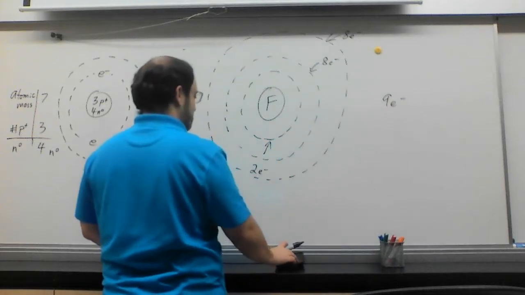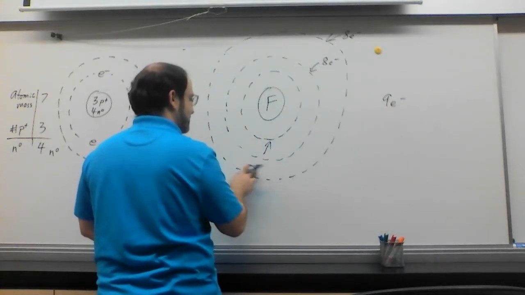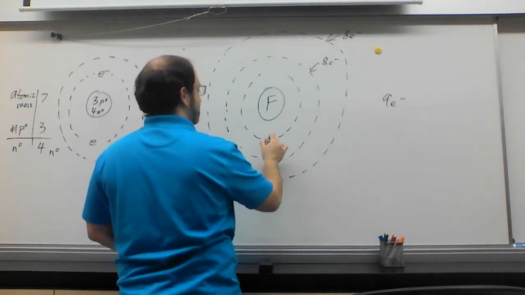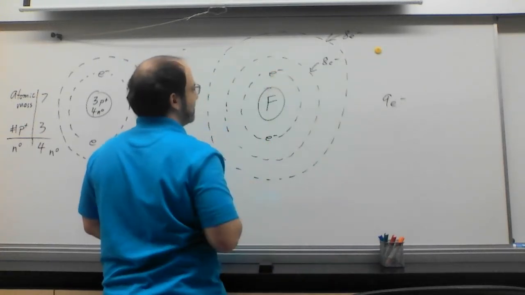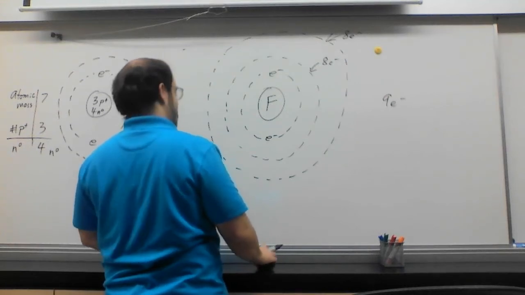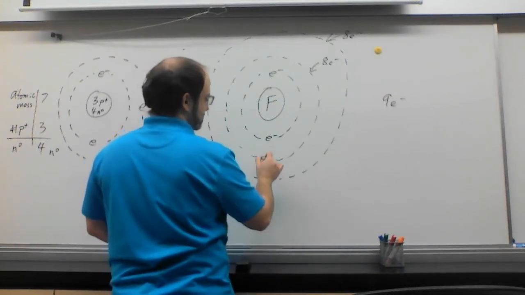Okay, well, the first shell can hold 2 electrons. We said that. So I'm going to make a little bit of space at the top and the bottom. I don't have to put it at the top and the bottom. I just am. There's our electrons. The next one is going to have 8. Okay, well, there's a couple ways we could do this.